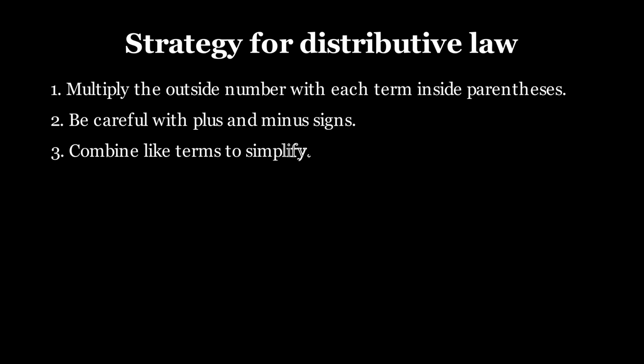The distributive law is all about multiplying into parentheses. Our strategy is very short. First, multiply the outside number with every term inside the parentheses. Second, be careful with plus and minus signs. Third, at the end, combine like terms. Keep this in mind while we go through a few quick examples.